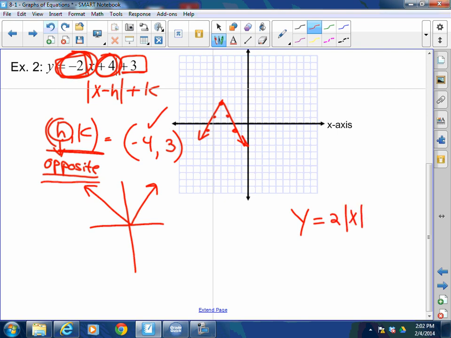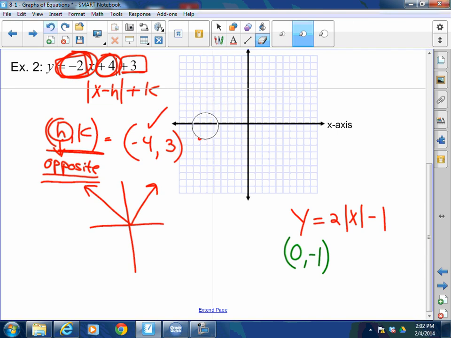Look, let's go 2 absolute value of x minus 1. What's being added to the x here? So my HK is 0, negative 1. So I go down here, I'll do this in green. 0, negative 1 is right here.